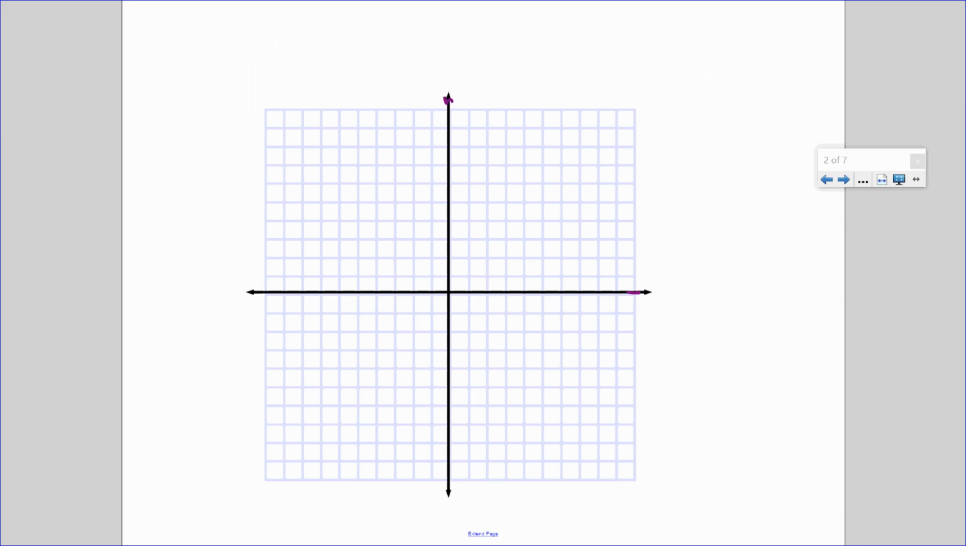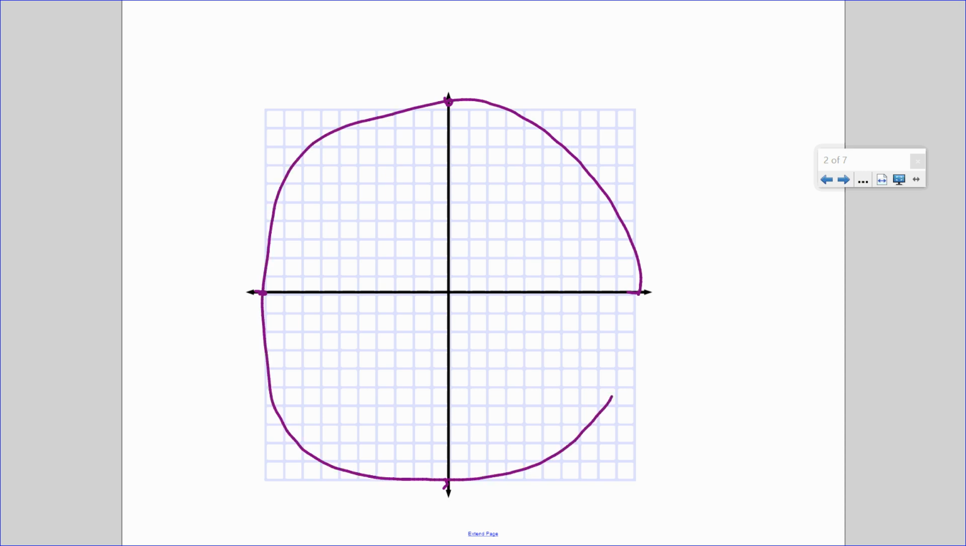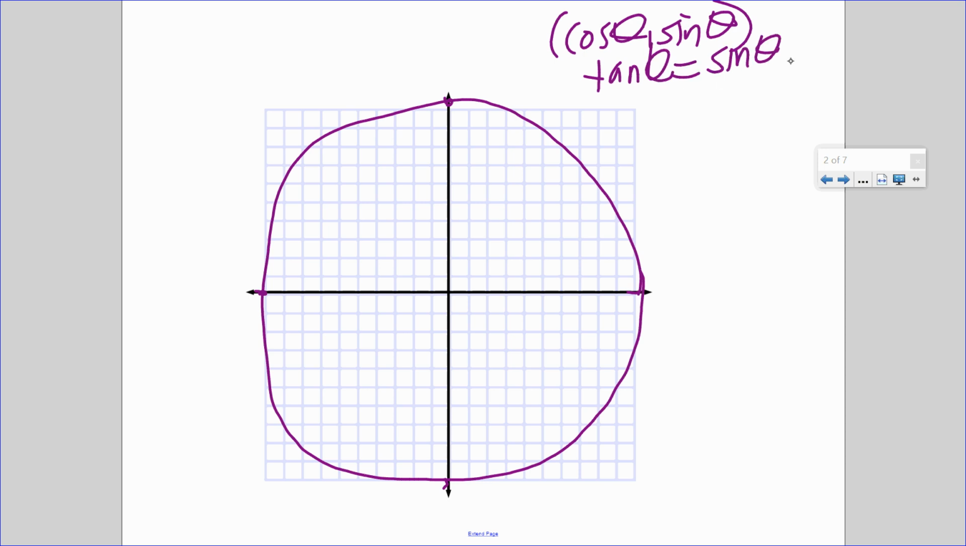So again, the unit circle has a radius of 1, a center at the origin, and we said that any point on the unit circle is cosine of theta comma sine theta, and we said that tan of theta equals sine of theta over cosine. That's what we've discovered so far. Now I want to talk about the signs. By signs, I mean positive or negative of each trig function in each quadrant.